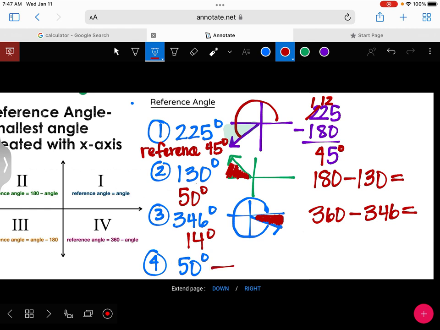So 50 degrees is also your reference angle. So any time you have an angle in quadrant 1, you don't need to subtract anything. Whatever you have is actually the reference angle also.